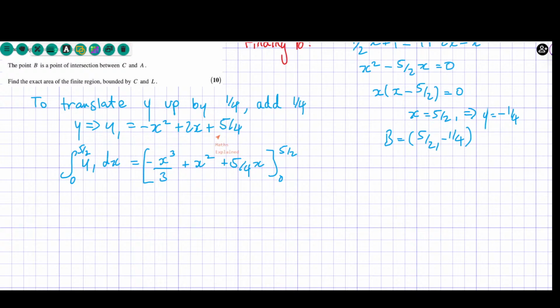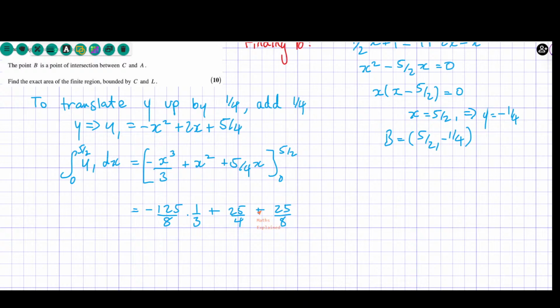Okay, so now we only really need to worry about this 5 on 2, because if we plug in 0 here, it will all disappear. So then this becomes what we get when we plug in 5 on 2. So 5 on 2 cubed would be 125 on 8 times a third, plus 25 on 4, plus 25 on 8.